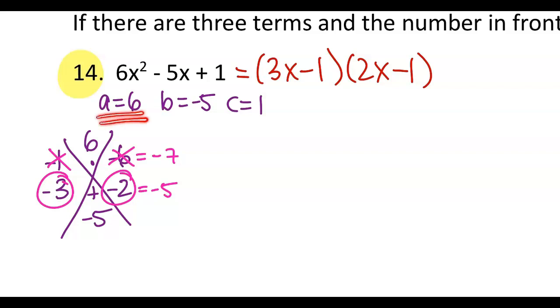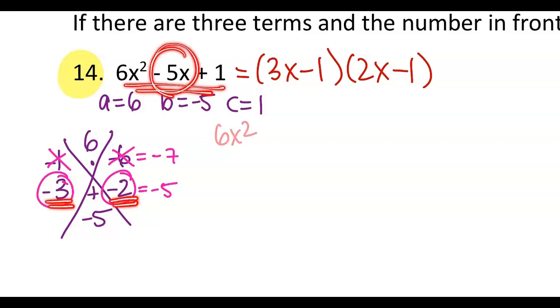The A value is not a +1. I don't care about the B and C. This A value is not a +1. Since it's not, we're going to factor by grouping, by rewriting the entire expression, but we're going to plug in -3 and -2 for the 5x term. So we're going to make this 6x squared minus 3x minus 2x plus 1.